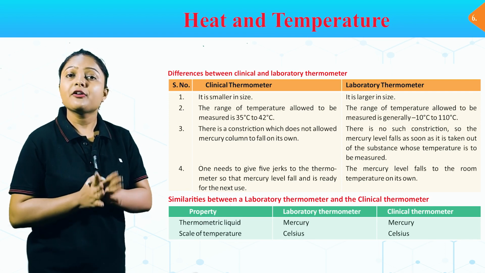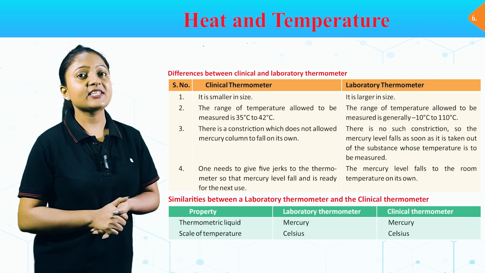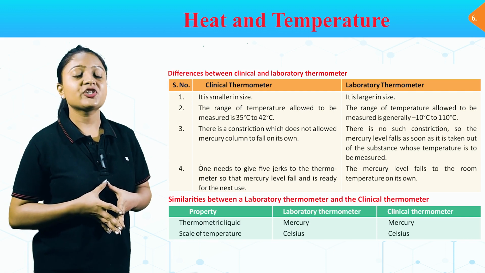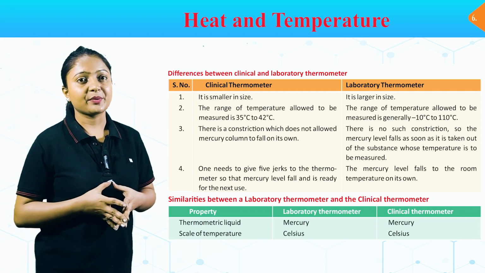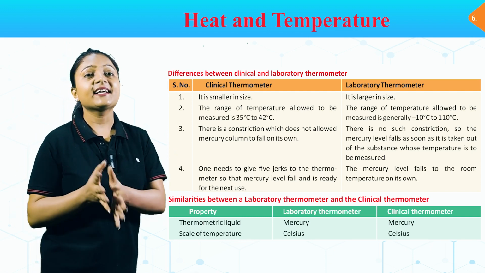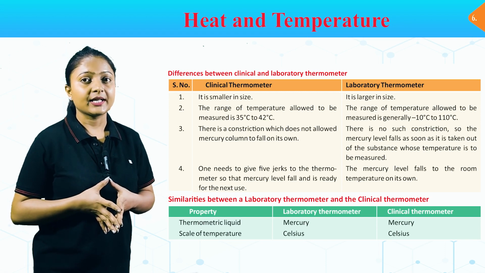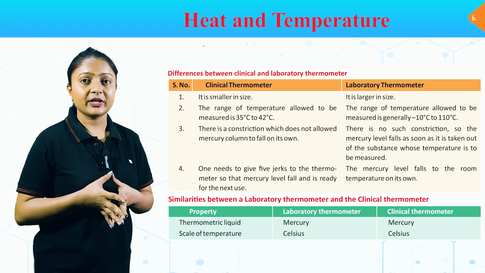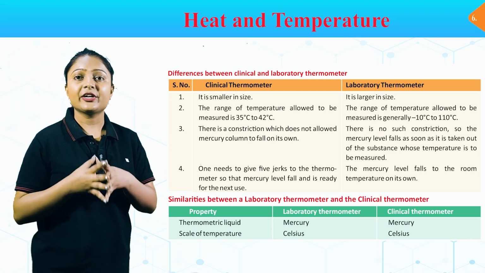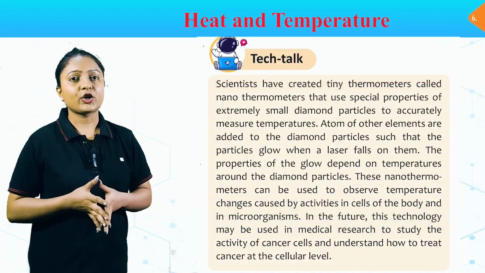One needs to give 5 jerks to the clinical thermometer so that the mercury level falls and it is ready for the next use. The mercury level falls to the room temperature on its own in a laboratory thermometer. Similarities between a laboratory thermometer and a clinical thermometer. Property: thermometric liquid. Laboratory thermometer, mercury. Clinical thermometer, mercury. Scale of temperature: laboratory thermometer, Celsius. Clinical thermometer, Celsius.